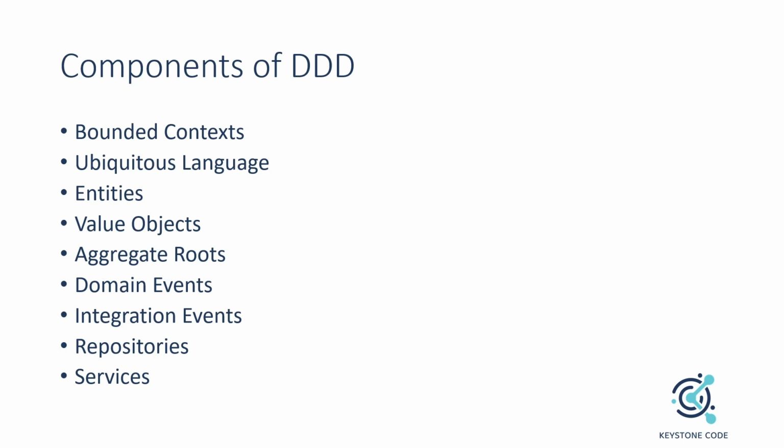But what are the components of domain-driven design at a high level? Often shortened to DDD, by the way. So in this presentation we're going to talk about bounded contexts, ubiquitous language, entities, value objects, aggregate roots, domain events, integration events, repositories, and services. It's my supposition that if we go through these, you're going to come out the other side with a reasonable understanding of what makes up domain-driven design, and then we're actually going to see it being implemented in practice. And I think that's where the rubber will hit the road, and it'll start to come together if it doesn't by the end of this presentation.